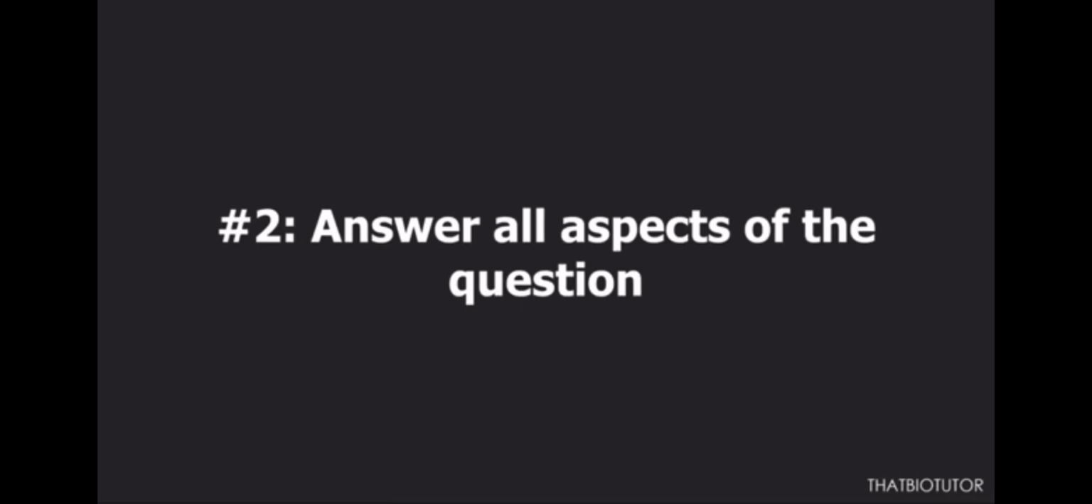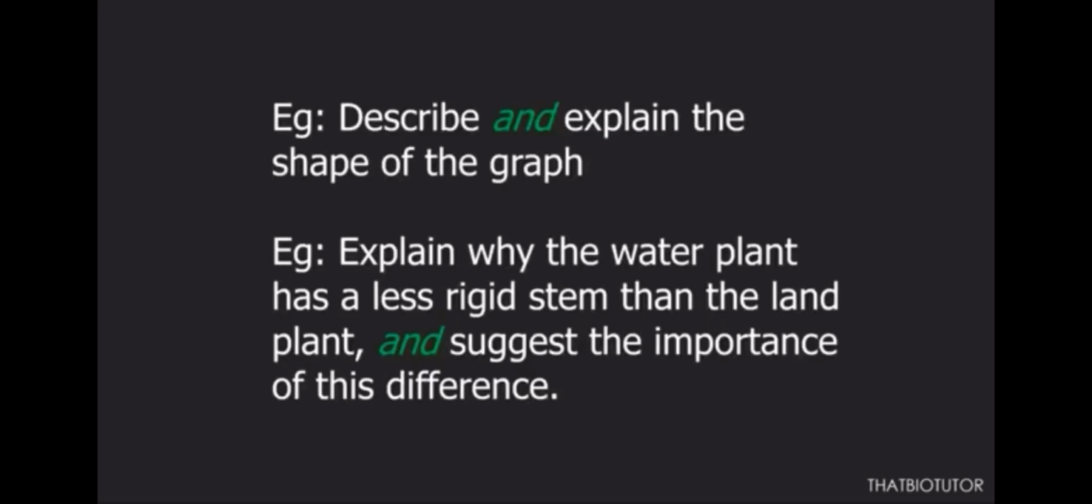There can be more than one question within a question. Yes, you heard that right. Let me show you some examples. Describe and explain the shape of the graph. Or another one, explain why the water plant has a less rigid stem than the land plant and suggest the importance of this difference. So you see how both of these have two parts to the question that you have to answer both parts of. Watch out for the word and because it usually signals that there is more than one aspect to a question that you must answer.